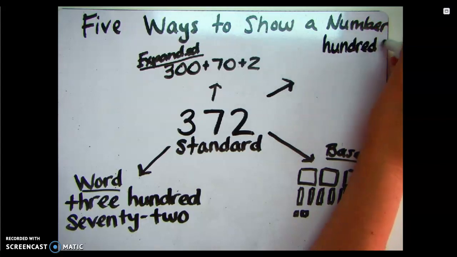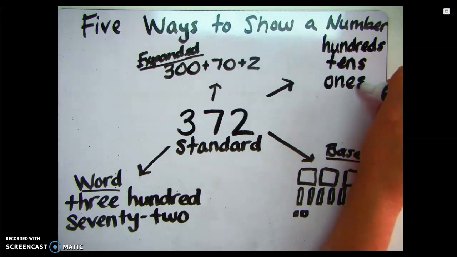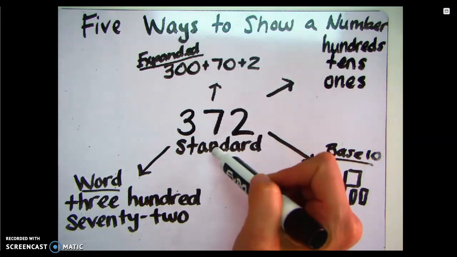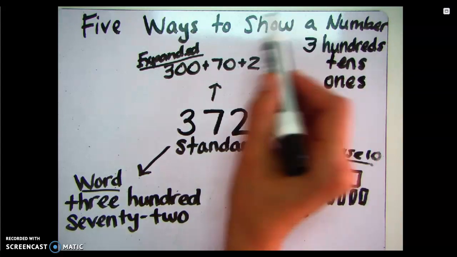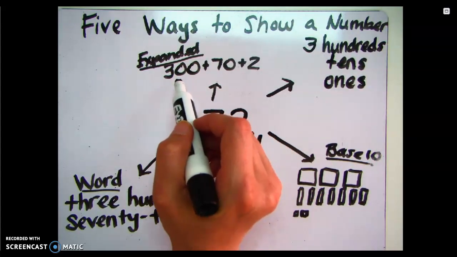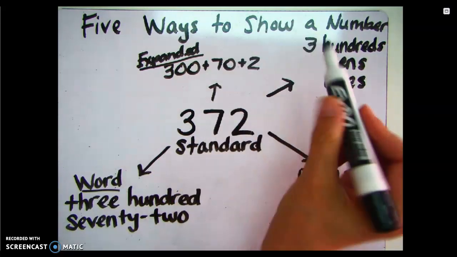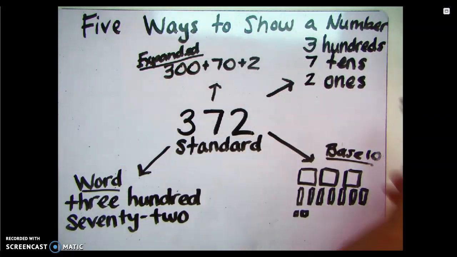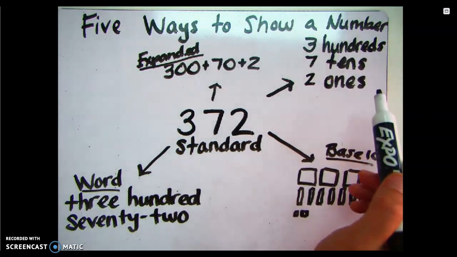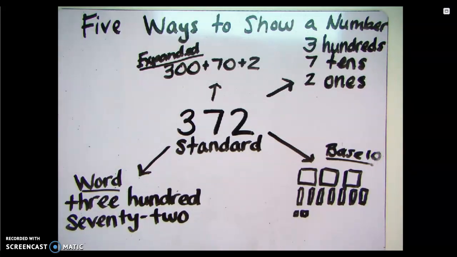I'll write the hundreds, and then tens, and then ones. So now I'm going to look back at my beginning number. How many hundreds did I have? I had 3 hundreds. So it's just like this one, only I didn't write 2 zeros. I just wrote the word hundreds. I'm going to ask myself how many tens? I have 7. And then how many ones? I have 2. 3 hundreds, 7 tens, and 2 ones. So those are the 5 ways that you can show or represent a number.